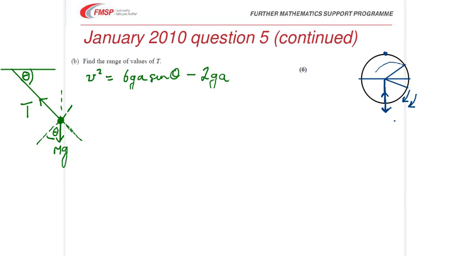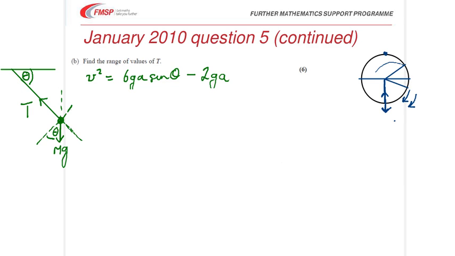In the next part, it says find the range of values of T. Now, in lots of these vertical circles questions, the range of values of T just comes down to finding the tension at the very bottom of the circle, because that's where the tension's maximum, and the tension at the top in a situation where it goes in a complete circle. But we don't know that this object goes in a complete circle.